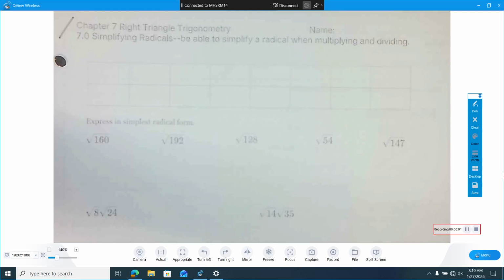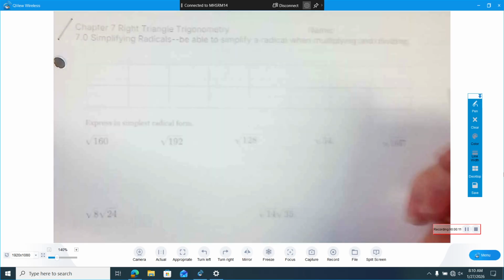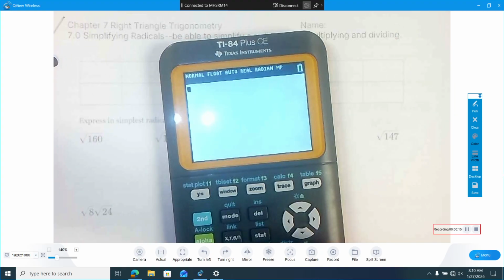Triangle trigonometry. And pretty much everything we're doing has to do with right triangles until the very end. And we want to be able to simplify radicals today because it's not okay a lot of the time.